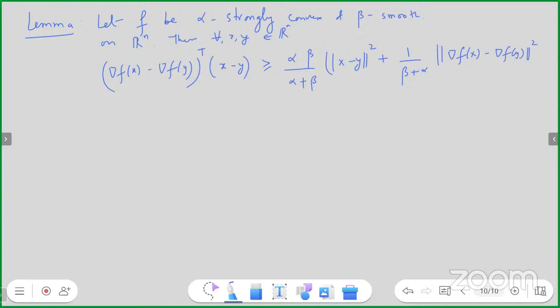Just pay attention. This is the usual thing. The difference of the gradients times the difference of the vectors is somehow controlled by this constant, alpha beta over alpha plus beta, times the distance square. And see how it is splitting: as distance in the gradient versus distance in the vector space. That's how it is spreading out. It's a special inequality when f is both alpha strongly convex and beta smooth. Okay, so assuming this lemma, which will be in your final homework, you want to prove the result.